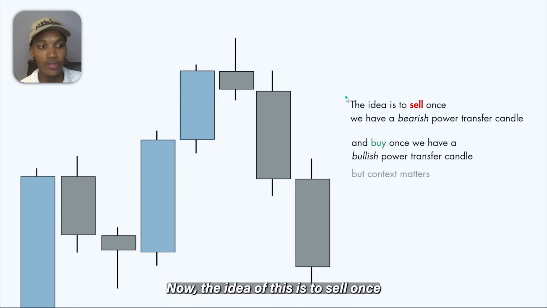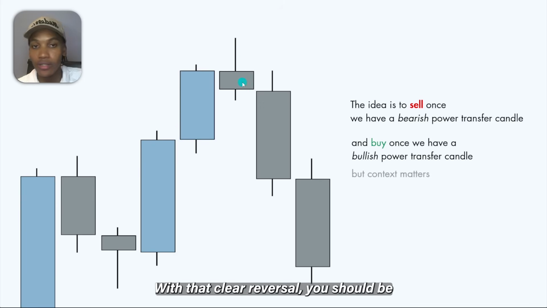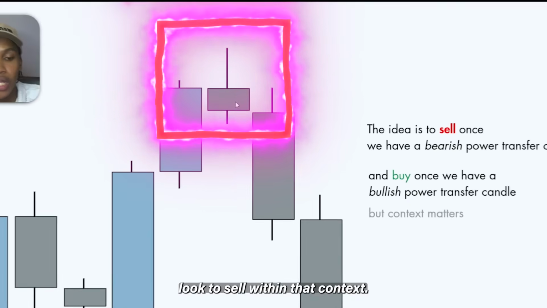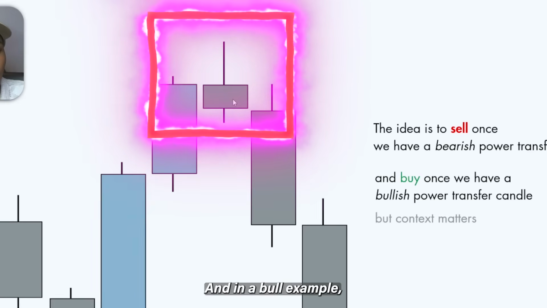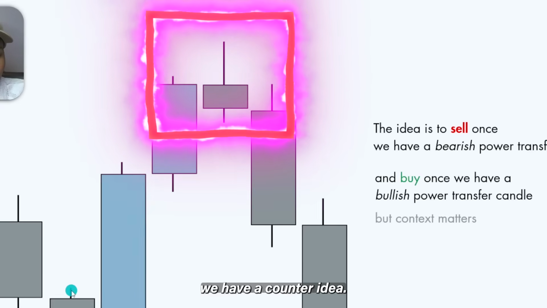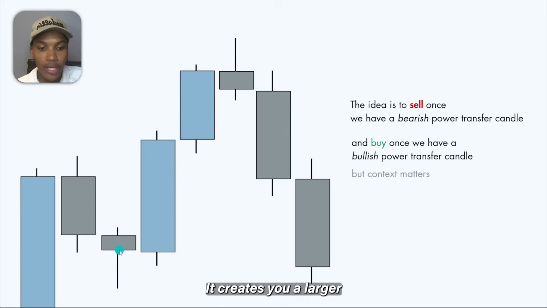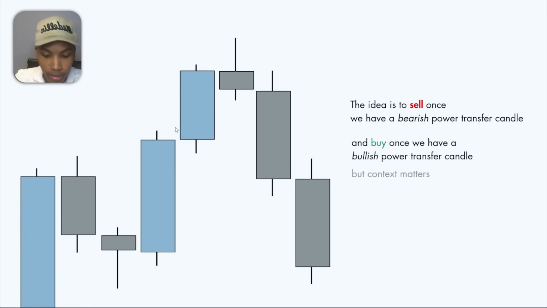Now, the idea of this is to sell once we have a bearish power transfer candle. So like in this example here we have a massive bearish candle with a large wick. With that clear reversal, you should be looking to sell within that market context. And in a bullish example, we have a candle right over here. It creates a larger wick on the downside. That would be considered a bullish candle transfer. The context always matters.